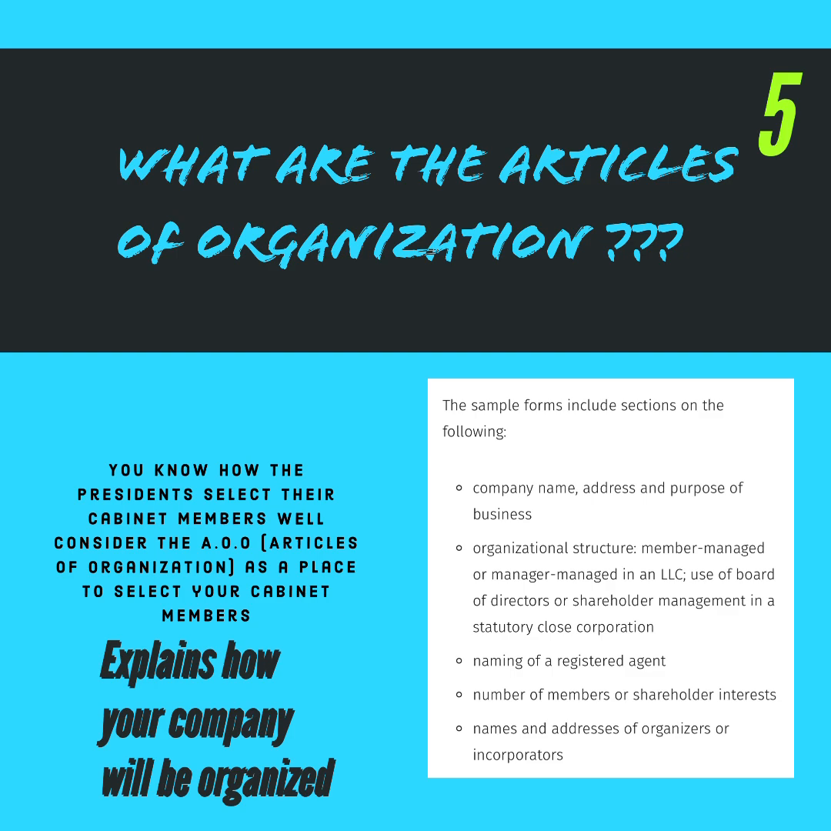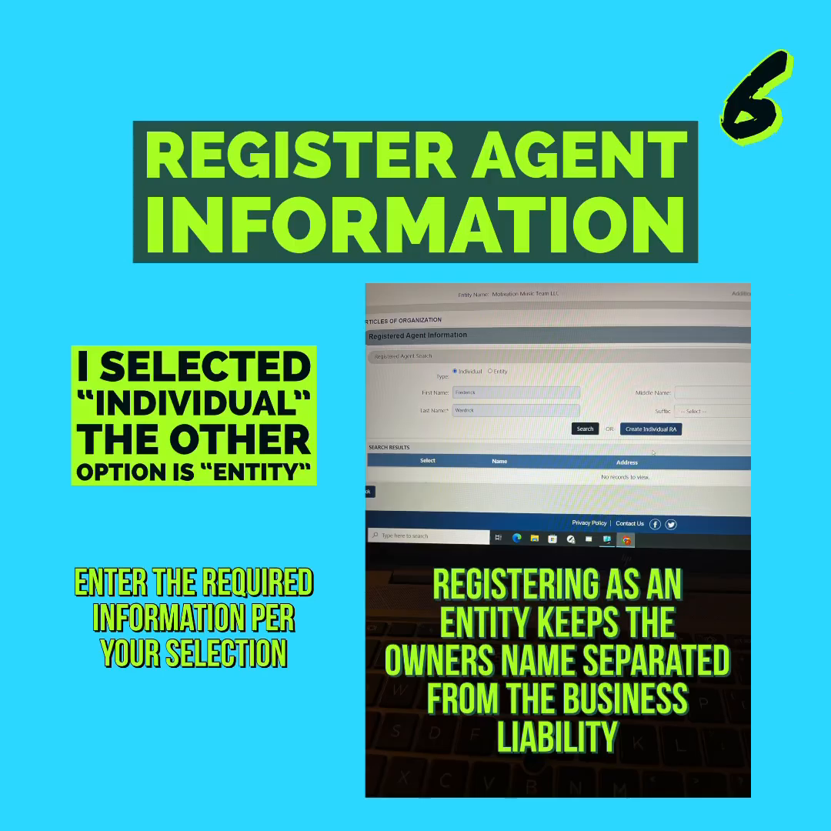So if you want to know further what those different terms mean, simple Google search, take some notes on what you find. But my first time through, I didn't know what I was doing. I was just selecting stuff. Registered agent information. I selected an individual. The other option is entity. Enter the required information per your selection.